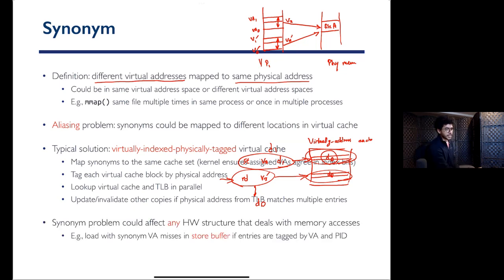Now, the synonym problem happens in any hardware structure that you're using just virtual address. So this could happen anywhere. It's not just virtually addressed caches. For example, one thing that could happen is in your store buffer. For those of you who have taken any computer architecture course, you should know about store buffer. And usually store buffers use virtual address. And again, this is going to happen because you might have two virtual addresses that are mapped to the same physical address, and you will have a problem.